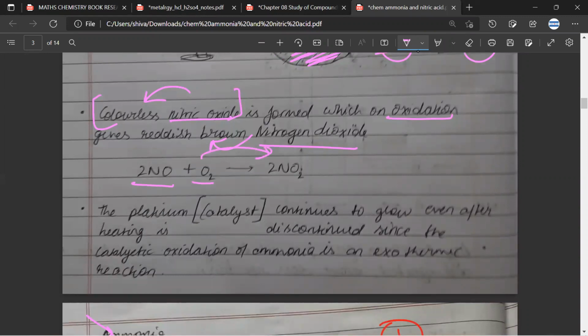The platinum catalyst continues to glow even after heating is discontinued, since the catalytic oxidation of ammonia is an exothermic reaction and the evolved heat further maintains the temperature of the reaction. Okay, so let's move on to the next topic.